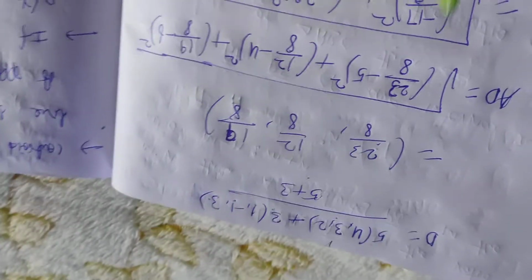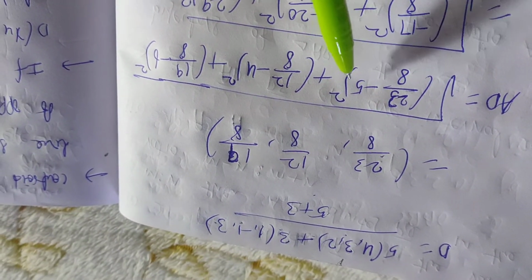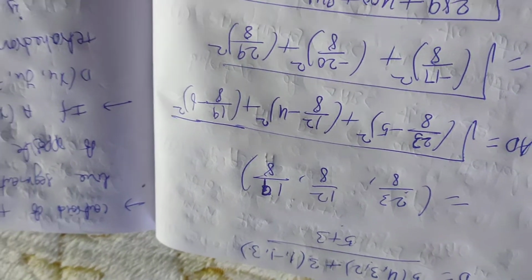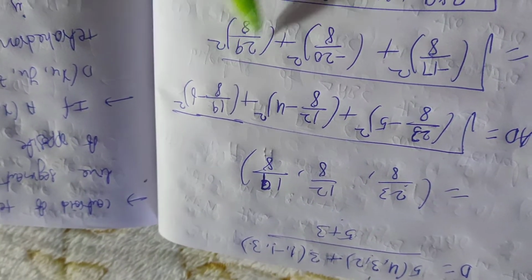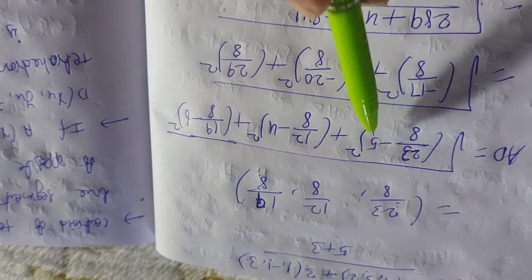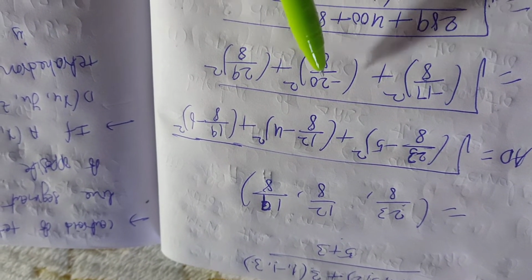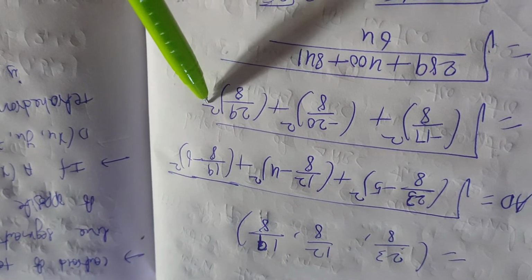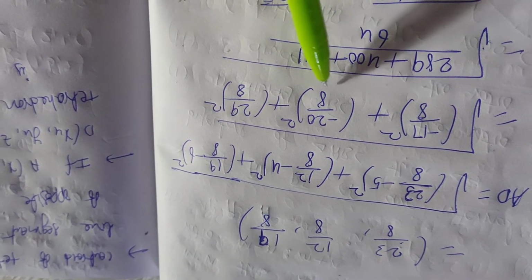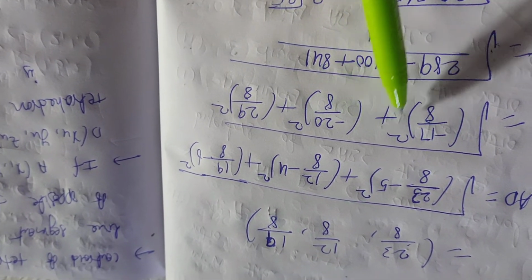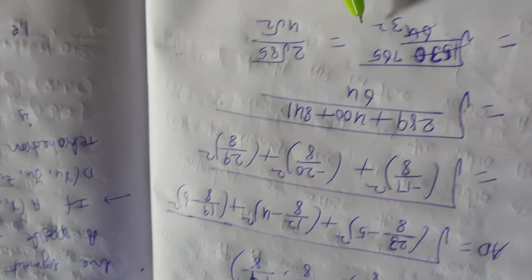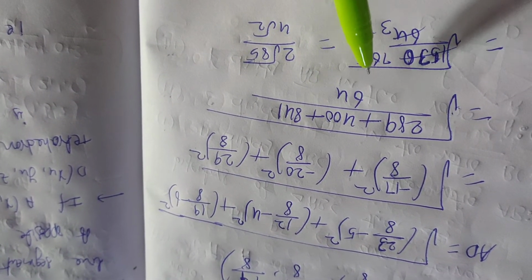Already they gave the A point. What is A here? (5, 4, 6). So AD is equal to root of (23 by 8 minus 5) whole square plus (12 by 8 minus 4) whole square plus (19 by 8 minus 6) square. Here A means 5, 4, 6. So simplify. 23 by 8 minus 5 gives minus 17 by 8 whole square, plus minus 20 by 8 whole square, plus minus 29 by 8 whole square. Here 8 square is 64, the LCM for all these. 17 square is 289, 20 square is 400, 29 square is 841. If you simplify, this is 1530 by 64.